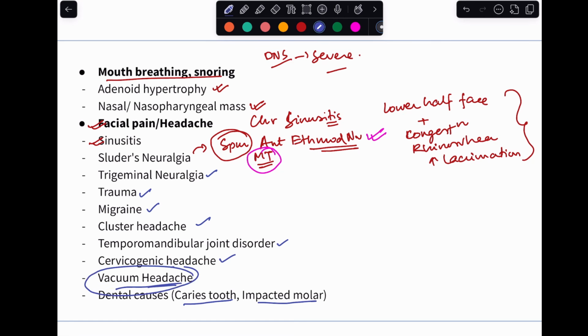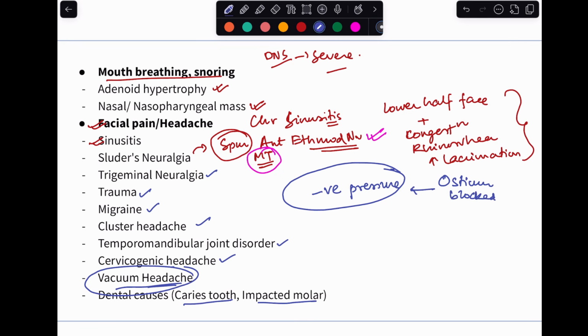Now, can you tell me what is vacuum headache? A vacuum headache is also this facial pain or headache. Here, what is typically happening is a negative pressure develops inside the sinus. Why does this happen? When there is an obstruction to the sinus ostium, the ostium is blocked.